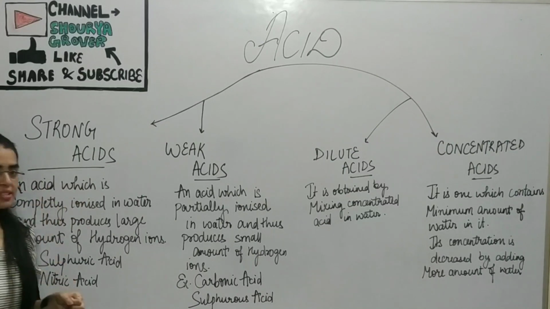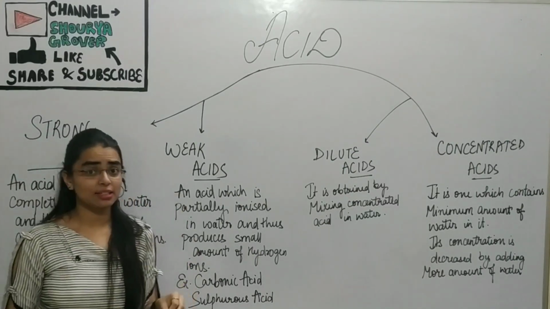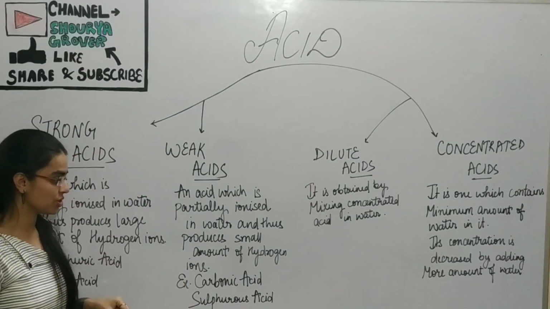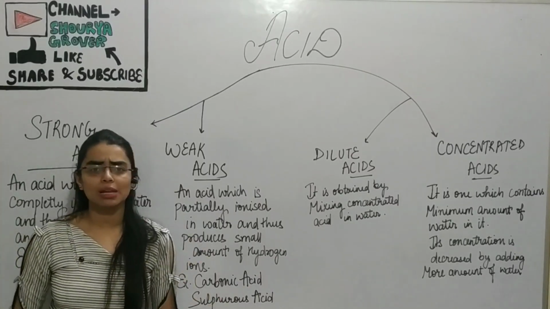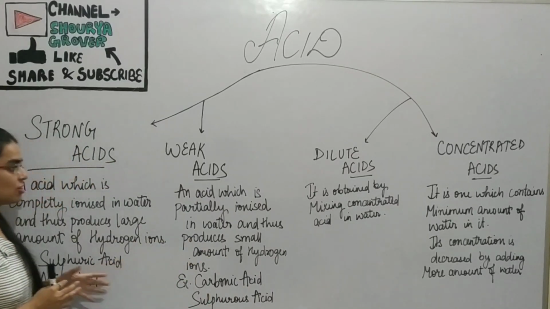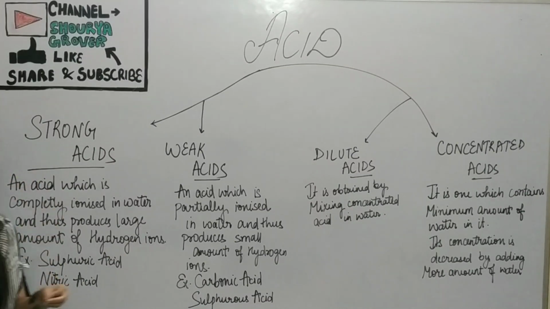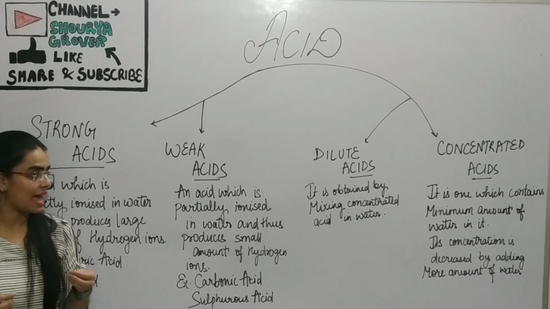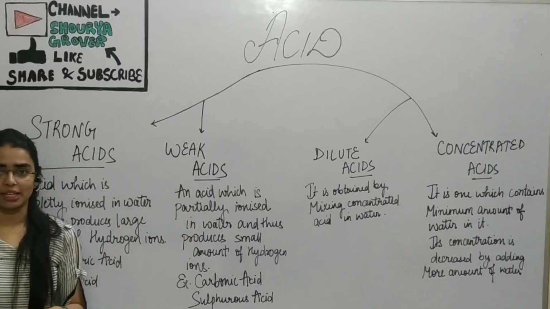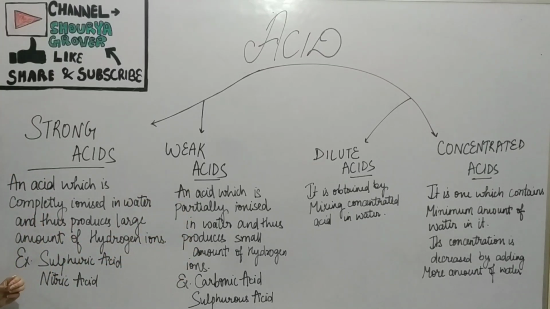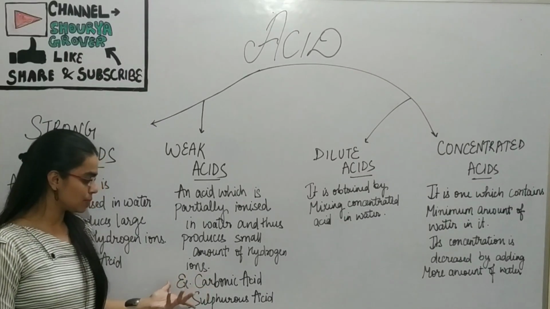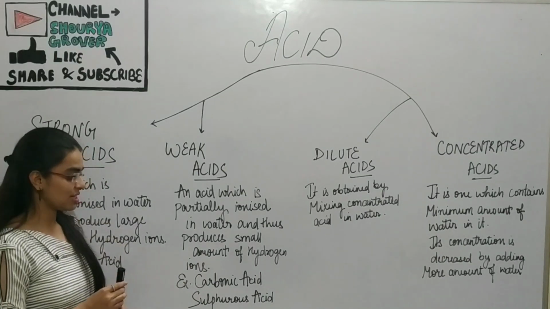Now, what are the weak acids? Weak acid is the acid that is partially ionized in water and produces a small amount of hydrogen ions. So you can see the difference. Strong acid produces a large amount of hydrogen ions while the weak acid produces a small amount of hydrogen ions. Moreover, the strong acids are completely ionized and the weak acids are partially ionized. So we can see the examples of strong acid also. They are sulfuric and nitric, while the weak acid examples are carbonic acid and sulfurous acid.